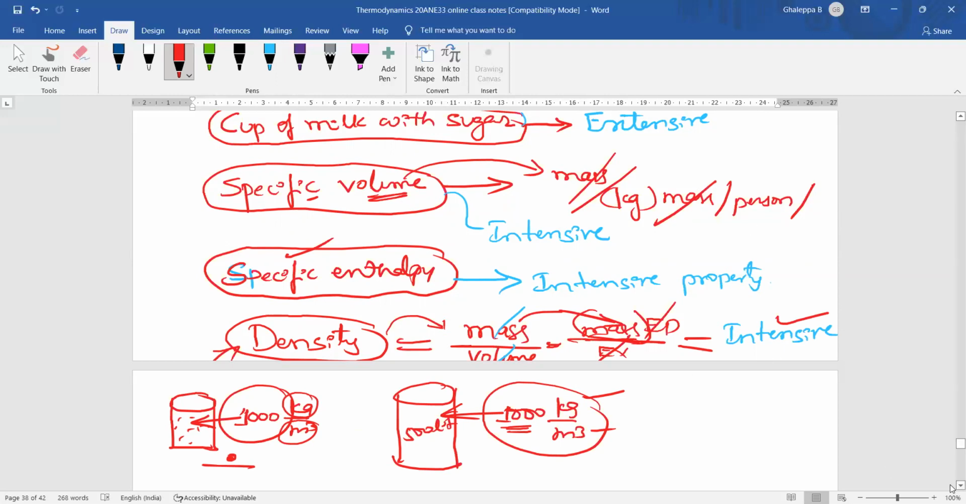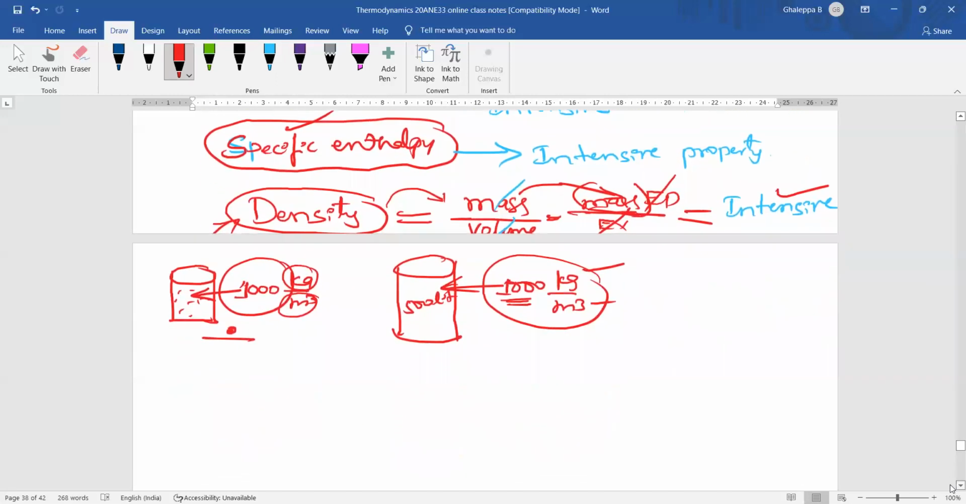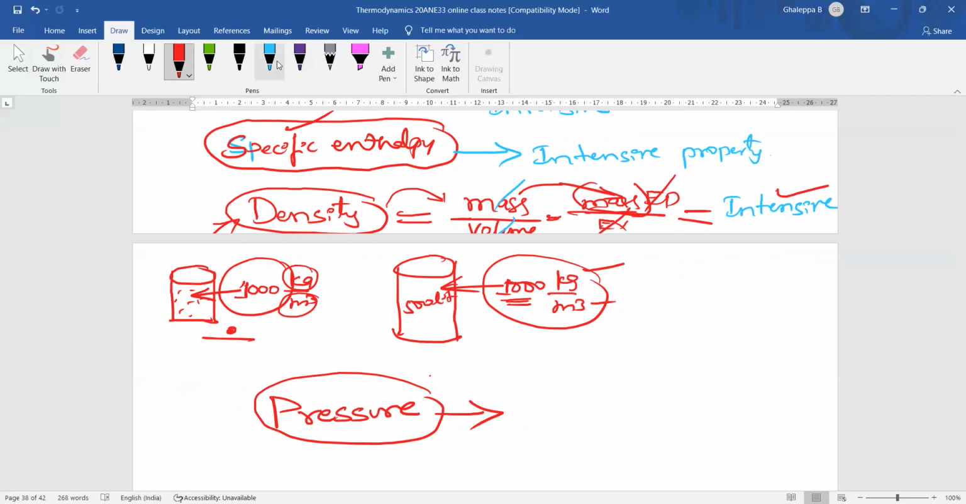Similarly, with respect to density, I will give one more example: pressure. Is pressure intensive or extensive? If you are confused by the word pressure, write the formula. What is the formula for pressure? Or tell me the unit, and I will write the formula. What is the unit of pressure? Newton per meter square. Newton per meter square is pressure. Newton is a unit of what?